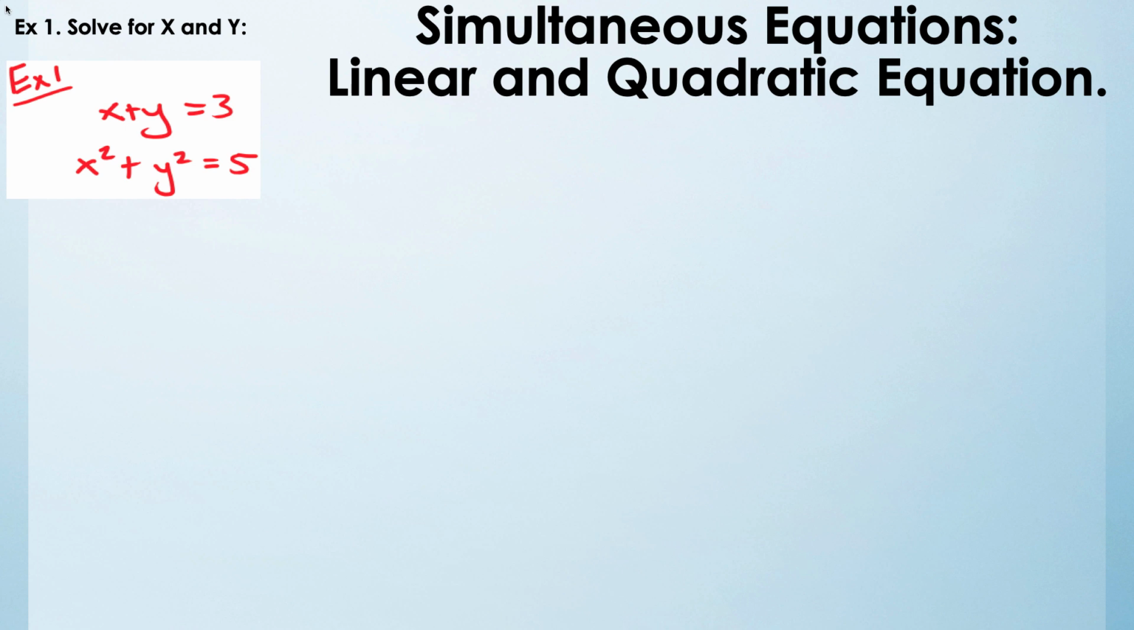What specific type of quadratic is the bottom one? X squared plus y squared, a circle. Alright? X squared plus y squared, we're going to do it. So the top is linear, the bottom is quadratic. How are we going to be able to solve this and this?